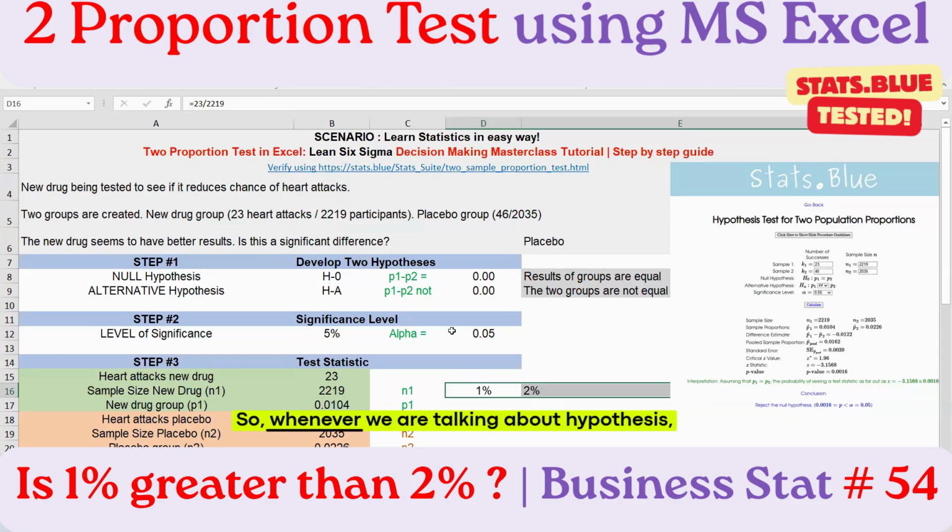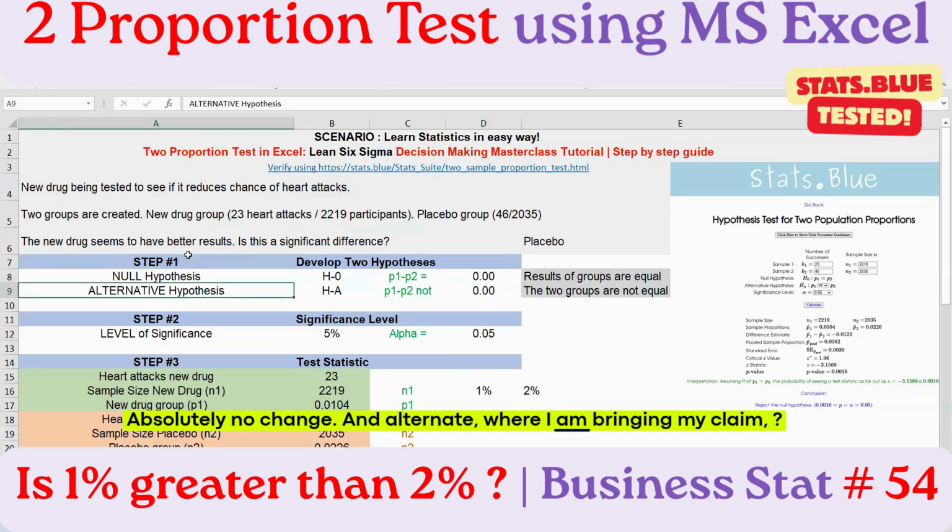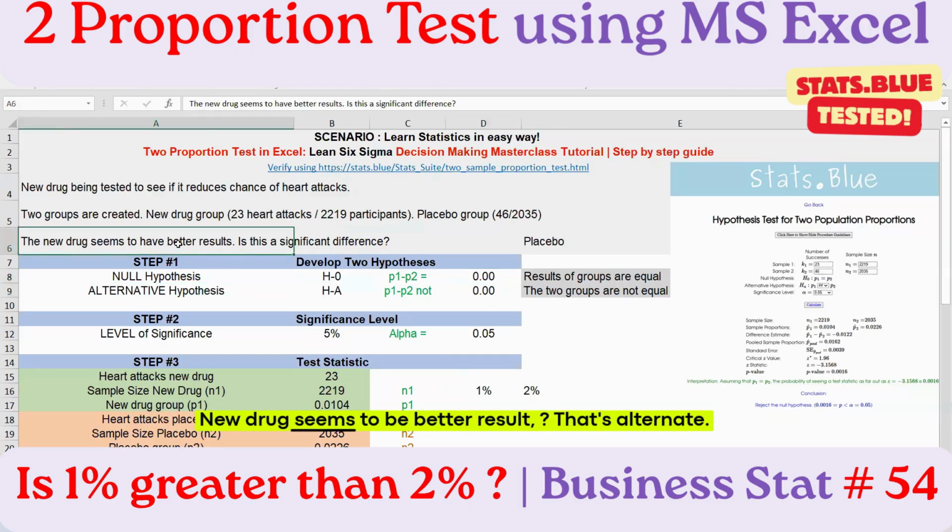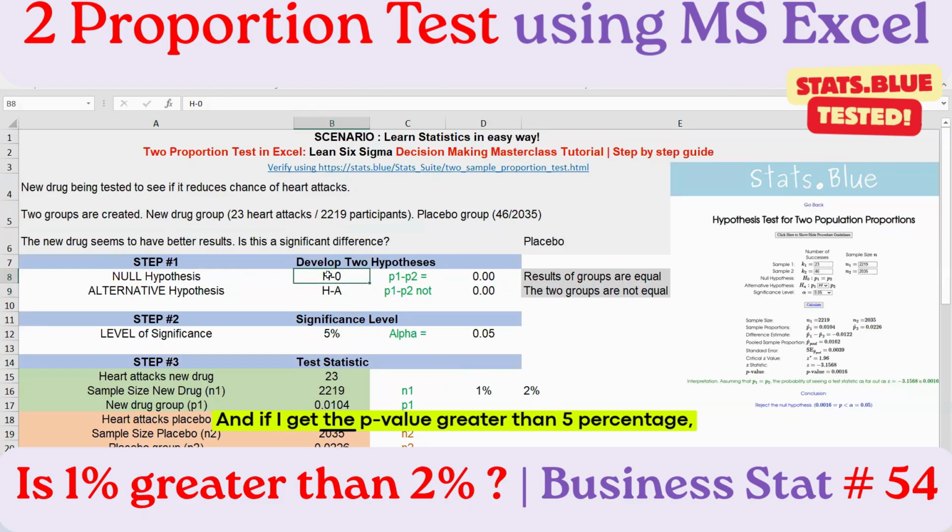So whenever we are talking about hypothesis, we are talking about the null and alternate hypothesis. The null hypothesis is the state of belief that there is absolutely no change. The alternate is where I'm bringing my claim: the new drug seems to have a better result. If I get a p-value greater than 5%, then I will stick to the null. That means the new drug and the placebo are the same, or the new drug does not seem to have much influence beyond the placebo. So that's what we can conclude.